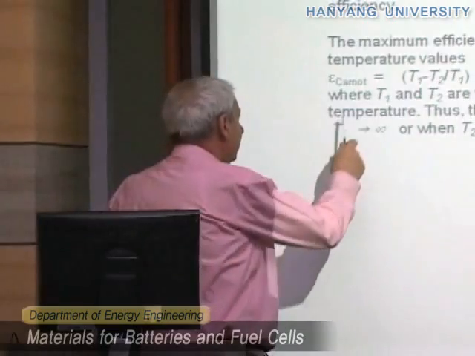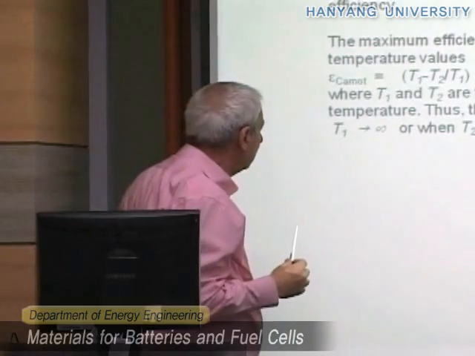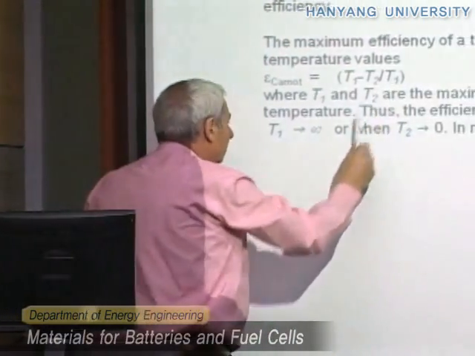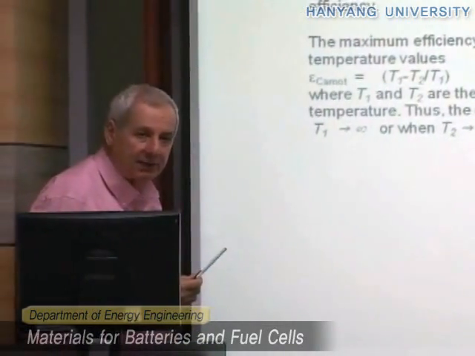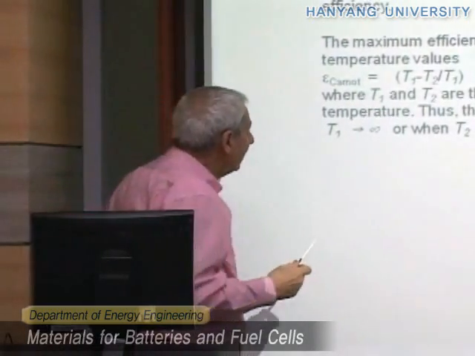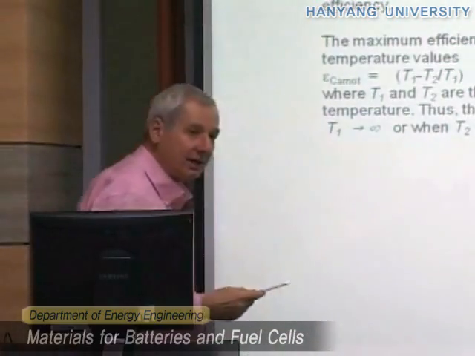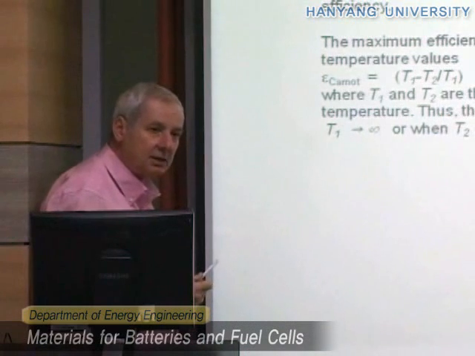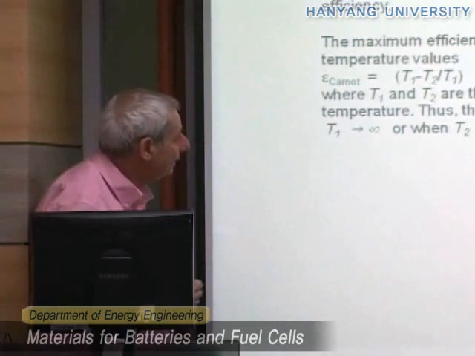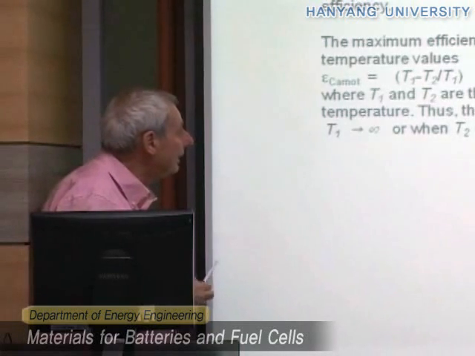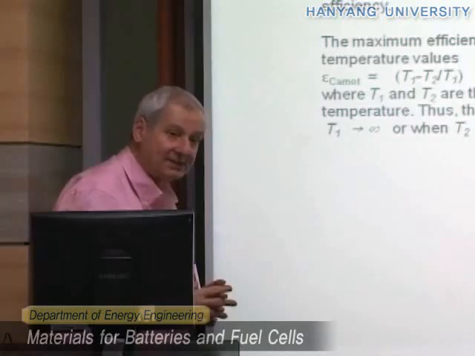So you see that this efficiency becomes very high in two situations: when this value is infinite, but infinite absolute temperature doesn't mean anything, or when this value is 0. But also this doesn't make any sense, because 0 absolute temperature has no meaning. So the efficiency of a thermal engine is a maximum of 40%.